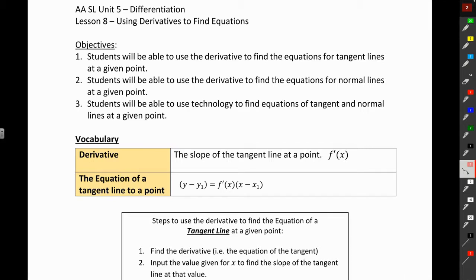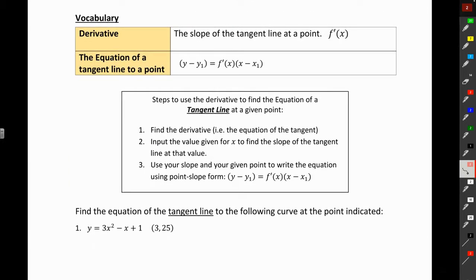And the equation of a tangent line to a point, we have point slope form here, and we're just replacing what we usually write as m with f prime of x, which is the slope of the tangent line at a point, our derivative. The steps to use the derivative to find the equation of a tangent line are: we're going to find the derivative, that's the equation of the tangent, input the value of x to find the slope of the tangent at that value of x, and then we'll use our slope and our point in point slope form to write the equation.